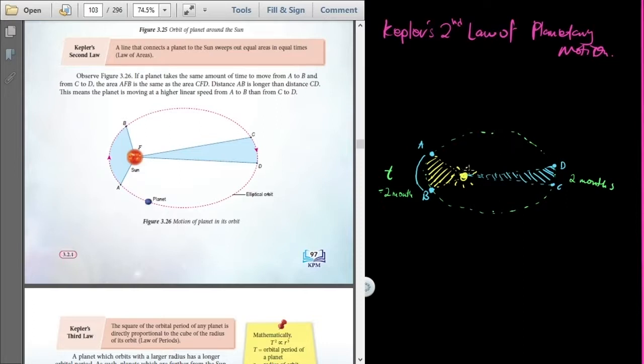Okay, let's take another point. Let's say the area swept by this planet when it moves from E to F, this red area, is equal to this area, the blue area. So what can we conclude from this situation? Since the area swept by this planet when it moves from E to F is equal to the area when it moved from C to D, we can conclude that the time taken for this object to move from E to F is 2 months.